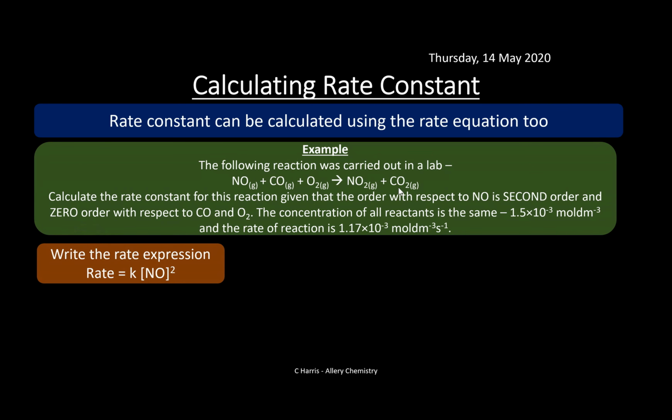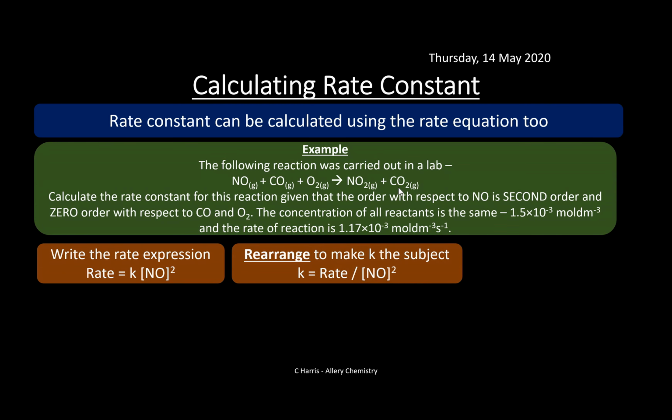The first thing we need to do is write out our rate expression. Notice here, we've only got NO in this rate expression. Carbon monoxide and oxygen do not appear in the rate expression because they are zero order. Changing their concentrations has no effect on rate, so we don't put them in the rate equation. The only one we put in there is NO, and because it's second order, we put the little 2 as an index at the top. Then we need to rearrange it to work out K. We rearrange to make K the subject. So K equals rate over the concentration of NO squared.